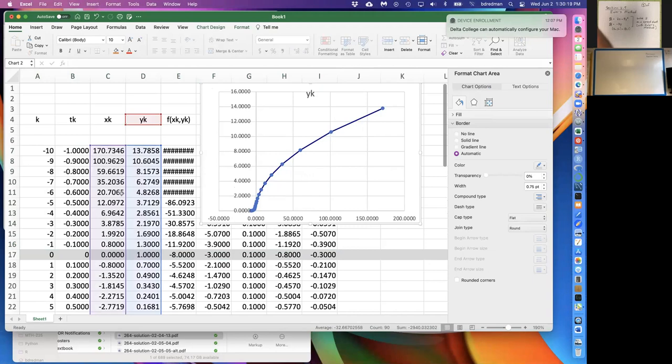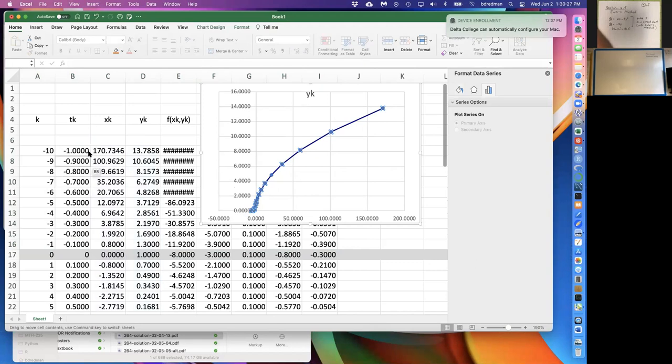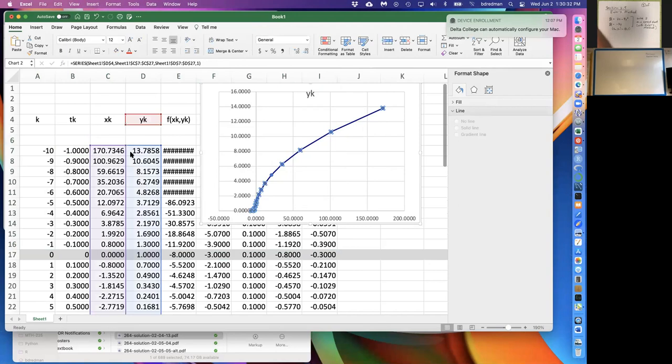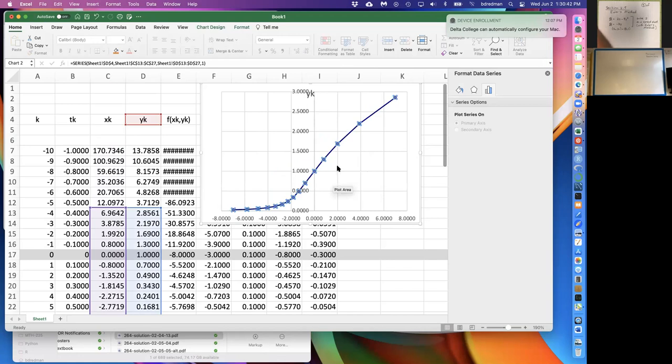Do you see my extreme X's and Y's? Let's pull down and grab this. Nope. Sorry. Grab these things and pull them down to a more reasonable space. Now, this is crude, and the reason it's crude is because I'm winging it, right? But that is the curve I expected to see.